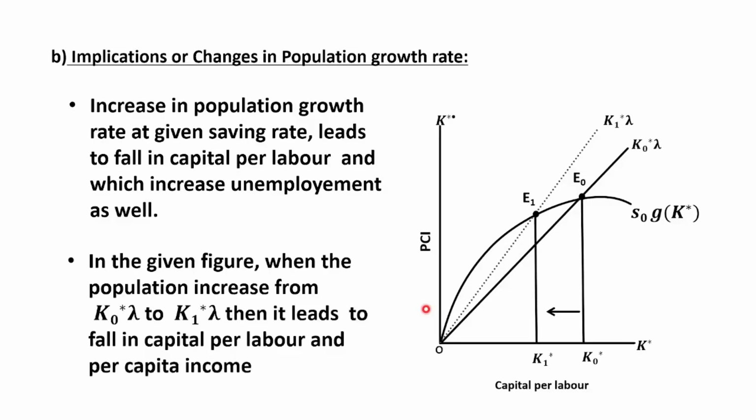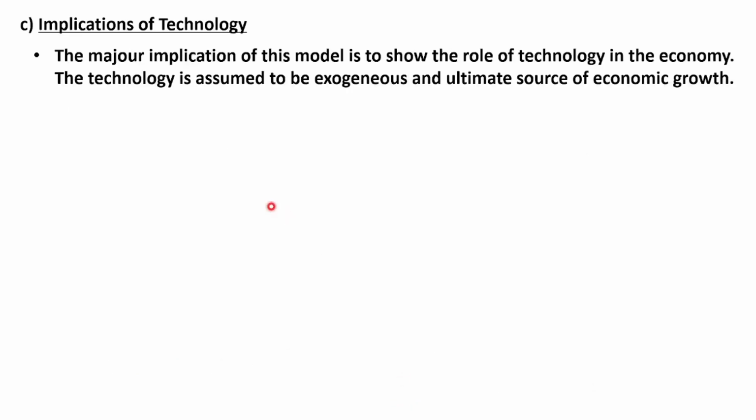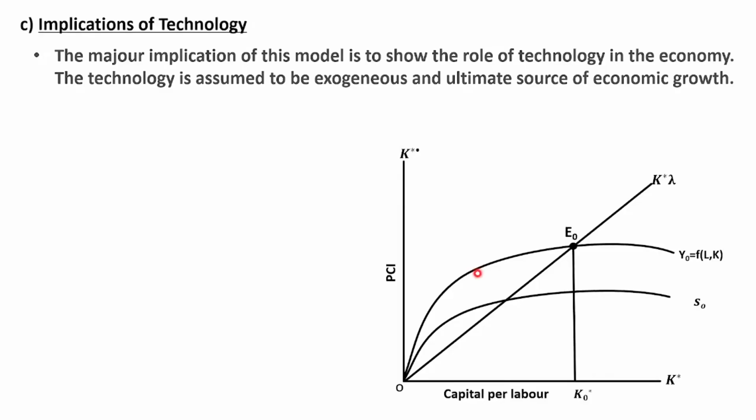So in simple words, in the given figure, when the population increases from K0 asterisk lambda to K1 asterisk lambda, it leads to a fall in capital per labor and the per capita income. Now let's go to the implications of technology. The major implication of this model is to show the role of technology in the economy. Technology is assumed to be the exogenous and ultimate source of economic growth. Now let's understand with the help of the figure.